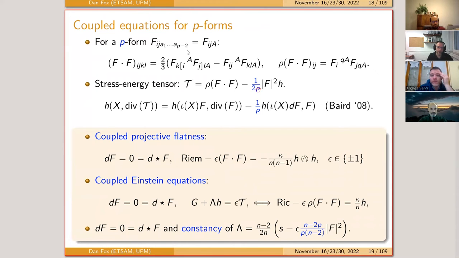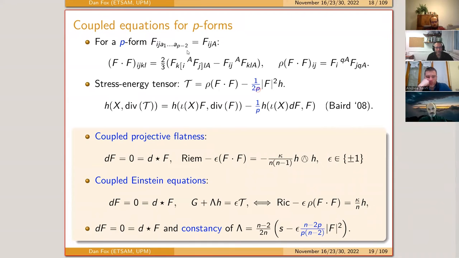And so here I've thrown in an extra sign factor. This physically maybe doesn't have good motivations, but in examples that come from differential geometry, which we'll see at some point, it's convenient to include this extra factor. It actually has a very significant influence on the nature and existence of solutions, whether this is positive or negative. But the basic thing is now we have the Riemann tensor of the metric, and we have this curvature type tensor constructed from the P-form. And we require that this modified curvature tensor be a multiple of the metric tensor. And this I call coupled projectively flat.